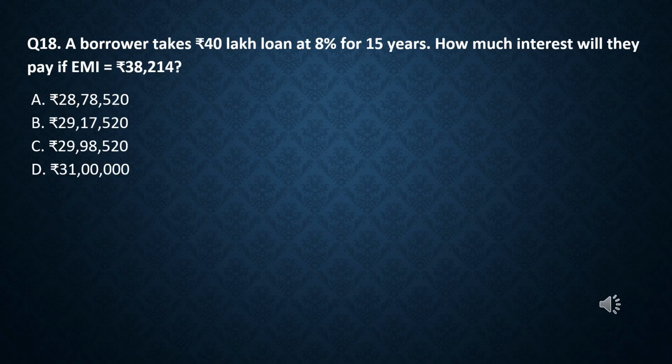Next question. A borrower takes 40 lakh loan at 8% for 15 years. How much interest will they pay if EMI is 38,214? Correct answer is option B. Total interest they should pay is 28 lakh 78,520.